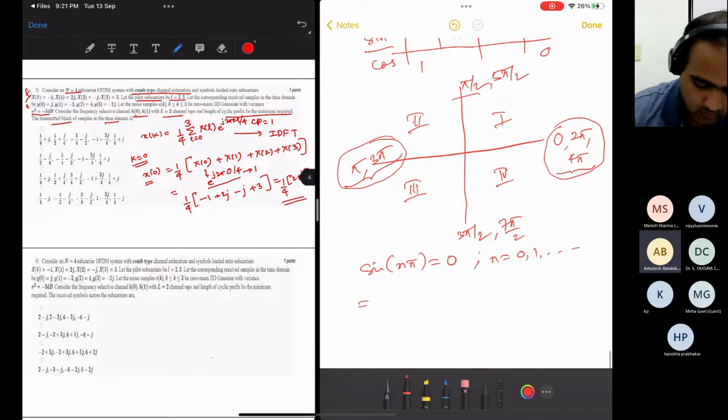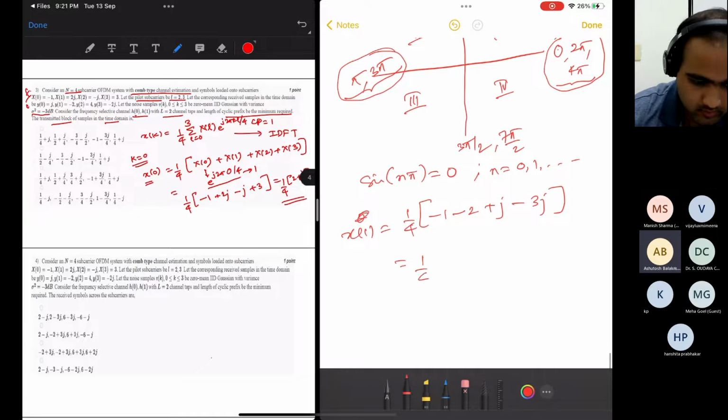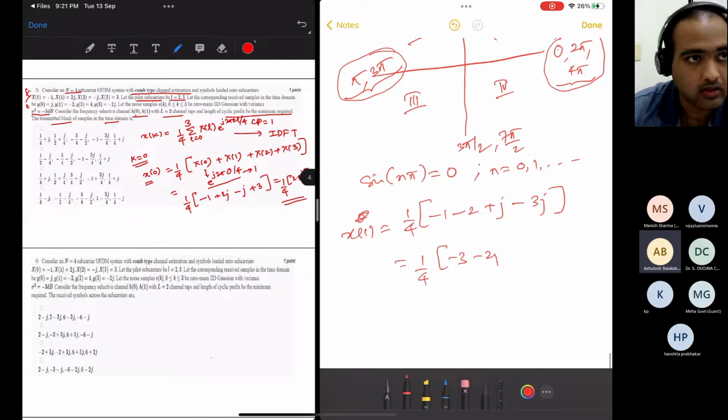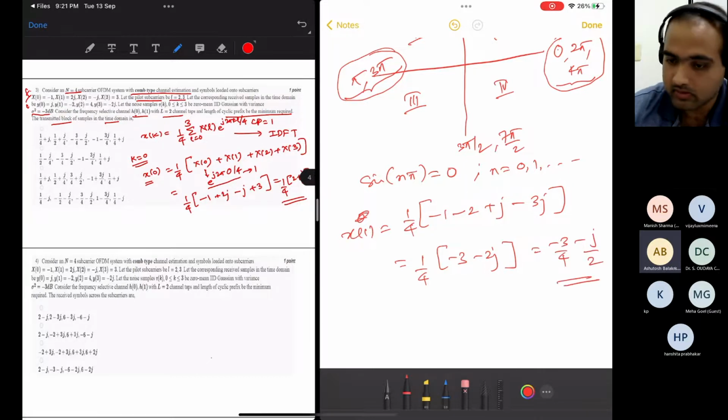So what we were doing, yeah, we were computing x of 1, right? So x of 1 is finally coming out to be 1 by 4 times (minus 1 minus 2 plus j minus 3j), and this is 1 by 4 times (minus 3 minus 2j), and we have minus 3 by 4 minus j by 2. This is my x of 1.